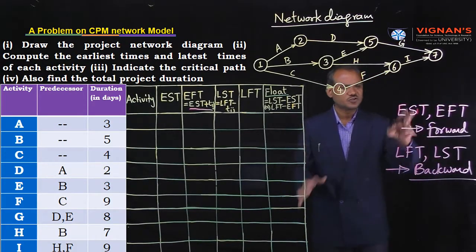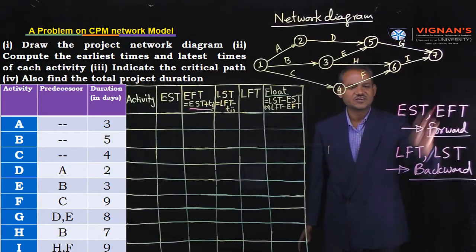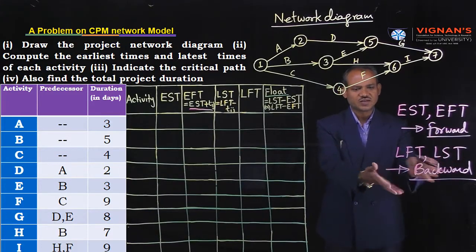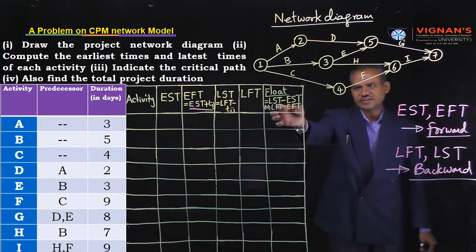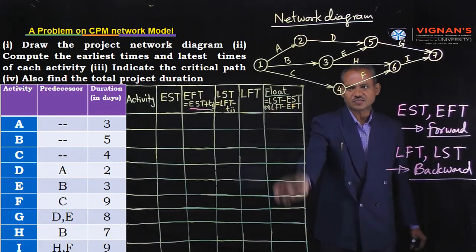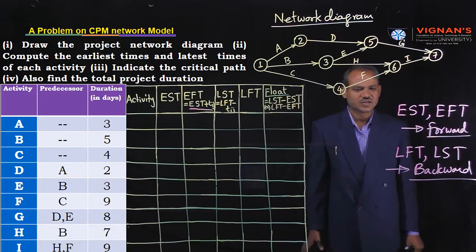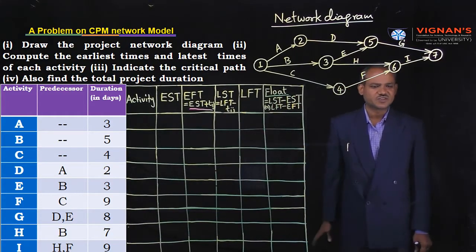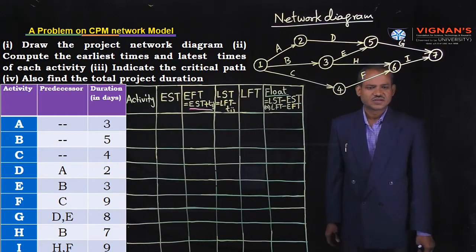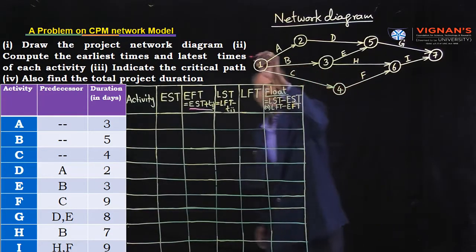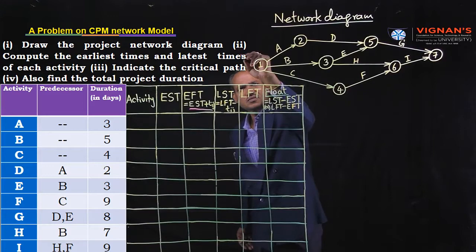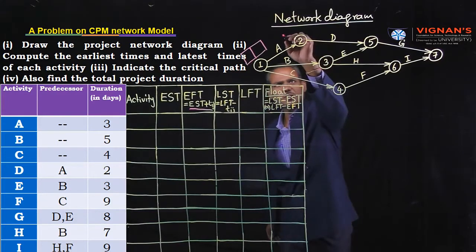First I am going to finish EST, EFT. Then we will move to the LFT and LST. And finally we can easily calculate the last column, that means float. For calculation of earliest times and latest times, first of all, on every node, prepare two square boxes like this. Then the problem becomes simple.